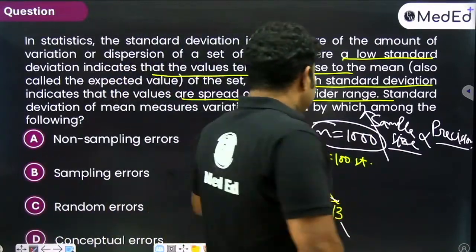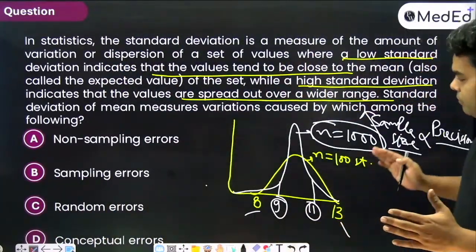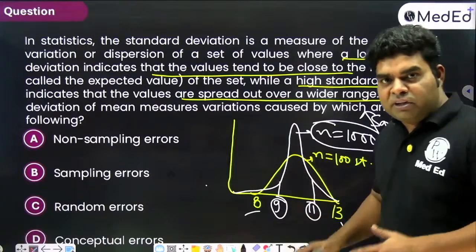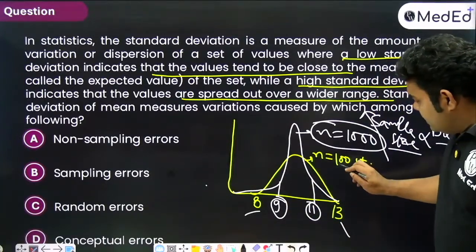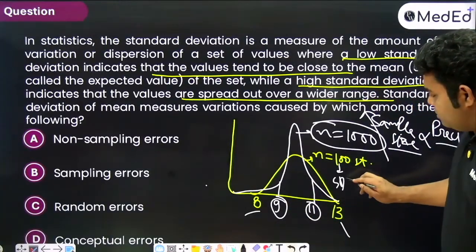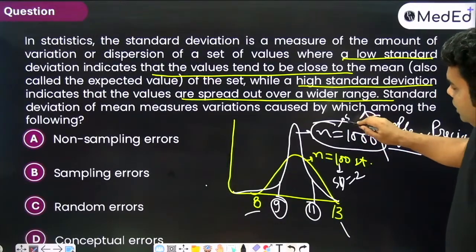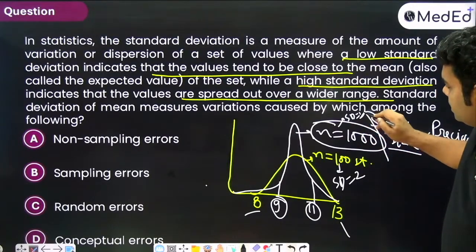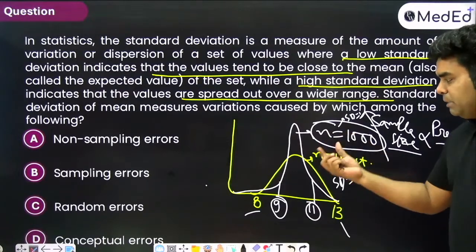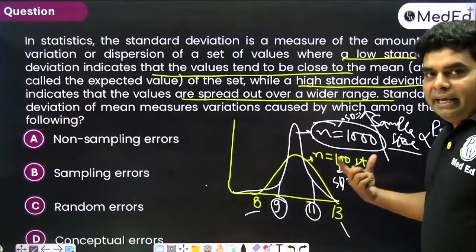So this is what they are saying, and this is the relationship with the standard deviation. If the sample size is 100, standard deviation is more, suppose standard deviation is 2. If the sample size is 2000, standard deviation becomes less, it can become something like 1. So bigger sample size, data is to the point, less dispersed.